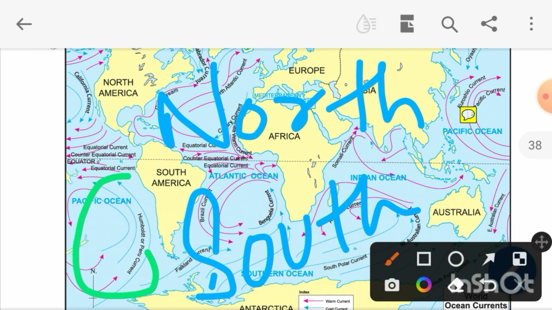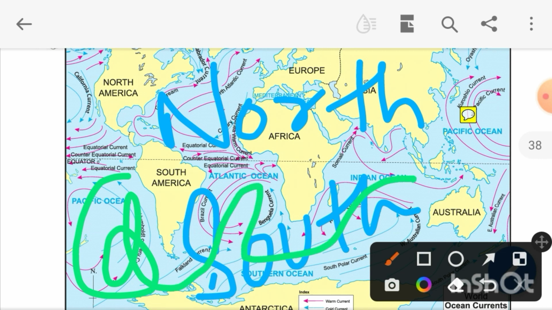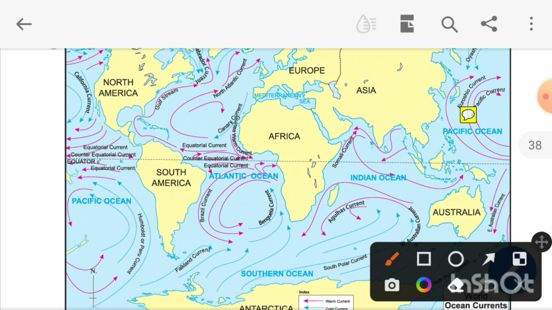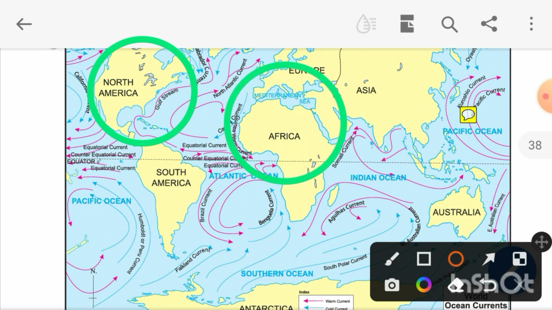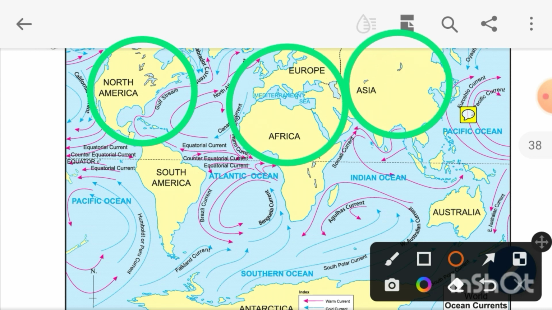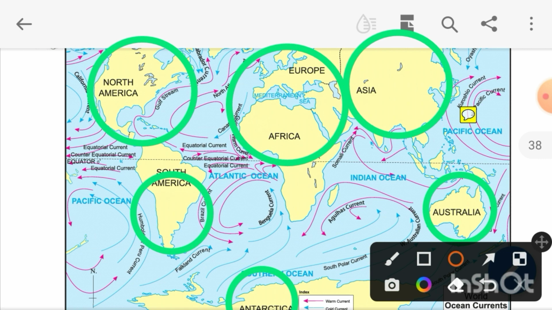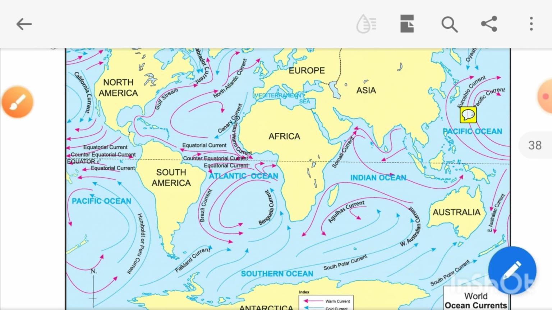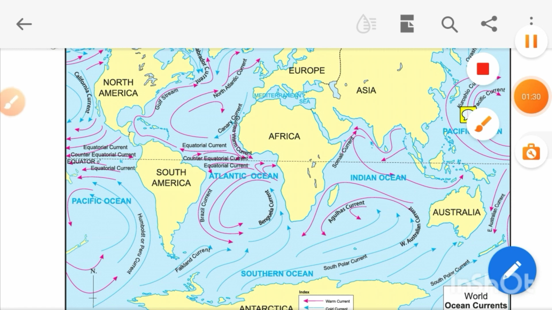This blue part which you see here, these are all oceans. If you see the northern hemisphere, the major part of land is in the northern hemisphere as compared to the southern hemisphere. In the southern hemisphere we have some part of South America, Australia, Antarctica. So yes, let's read further.